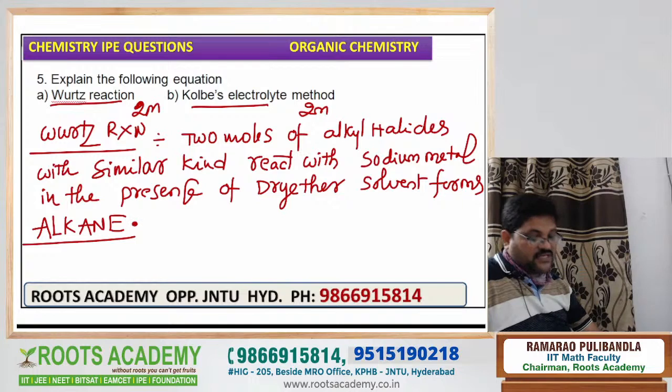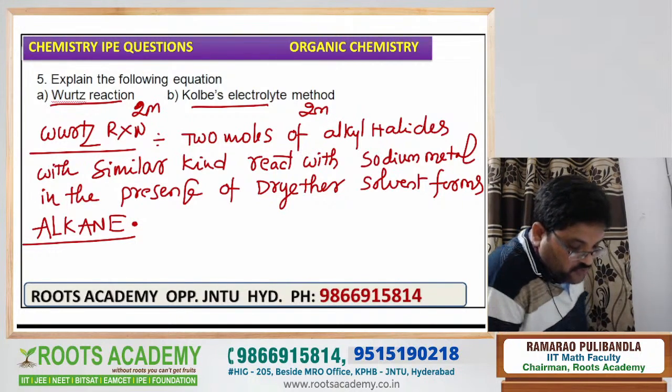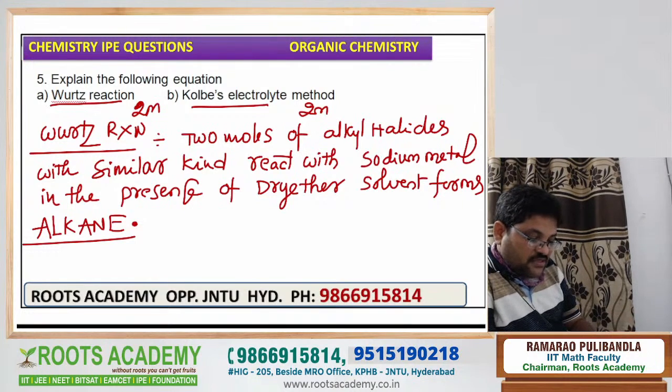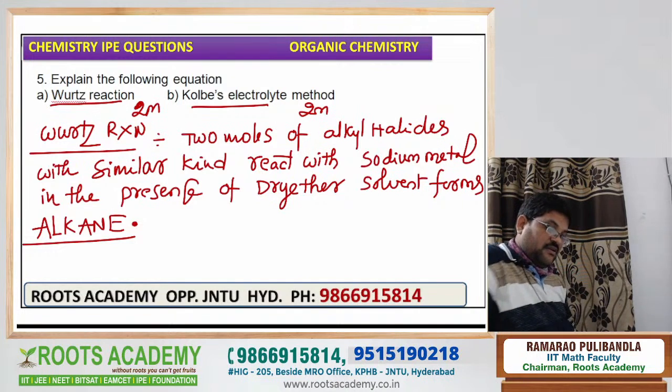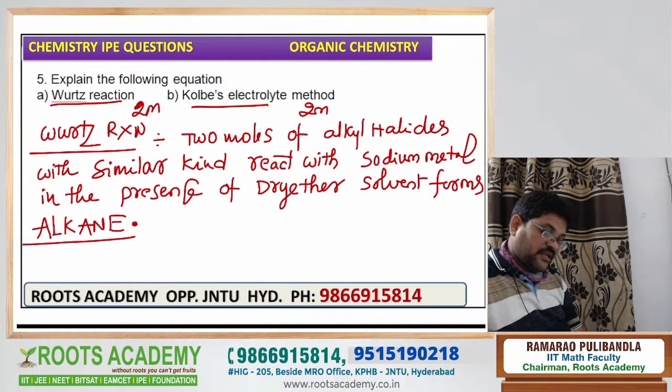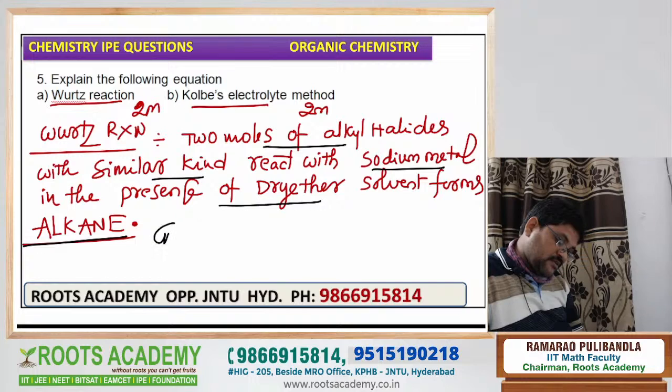Repeat the statement once again. What is the Wurtz reaction? 2 moles of alkyl halides of the similar kind, similar kind means the same kind, react with sodium metal in the presence of dry ether and form an alkane.